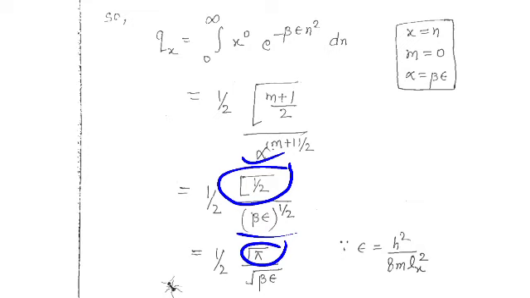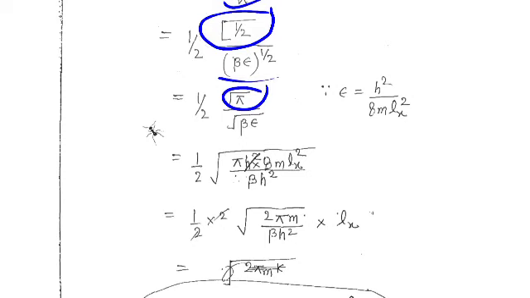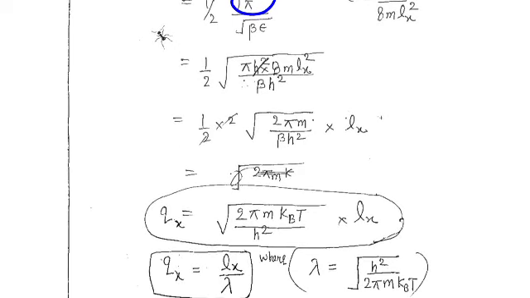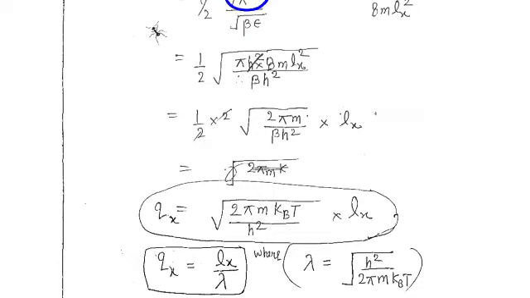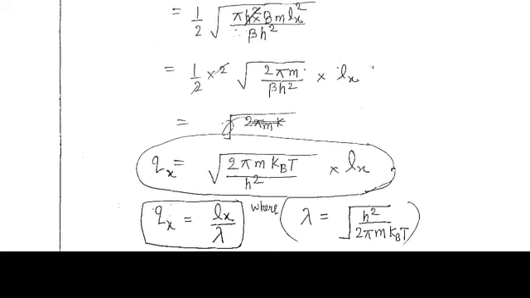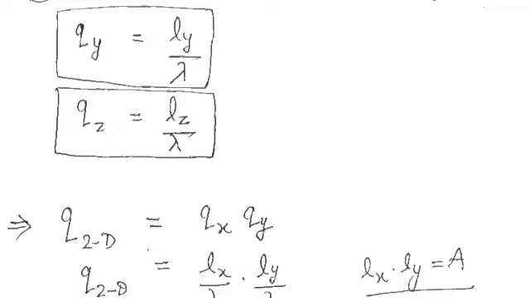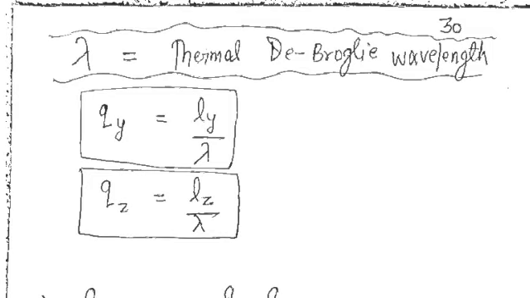Since we know epsilon is h square upon 8 m Lx square, by putting this value and taking everything in the root, we ultimately reach qx equals root of 2 pi m kB T over h square multiplied by Lx. Putting all this as lambda, we can write qx equals Lx upon lambda, where lambda equals h upon root 2 pi m kB T. And what is lambda? We call it the thermal de Broglie wavelength.